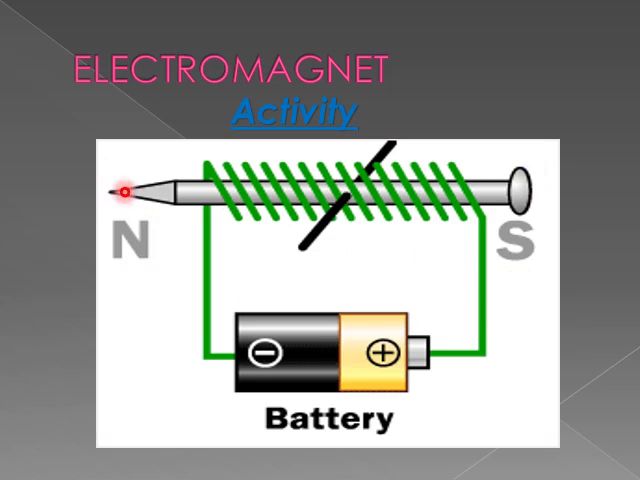In this way, you can perform this activity at home as well. This is a good example of an electromagnet. So my dear students, what is an electromagnet? An electromagnet is made by a coil of wire wound around an iron rod. When an electric current is passed through the coil, the iron nail becomes a magnet.